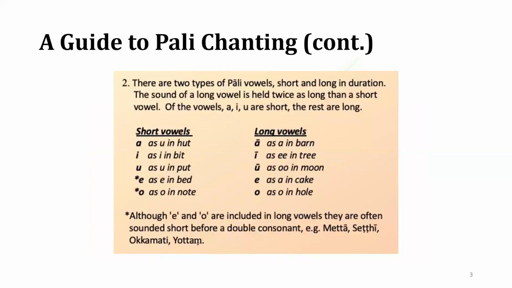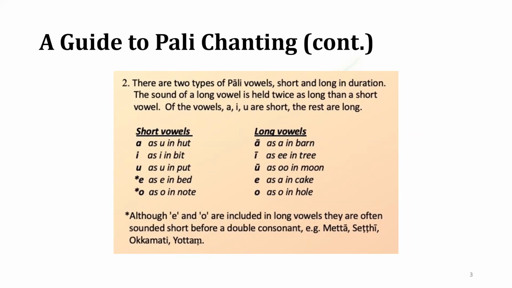So A as in hut, short A, or long A as in barn. E as in bit, and long I, as in double E as in tree. U as in put, short U, or long U as in moon, you drag a bit like double O. Now you come to the E. E as in bed, this is an exception, or E as in cake.